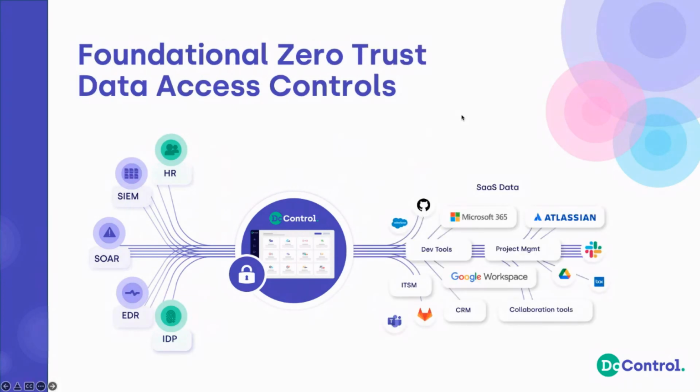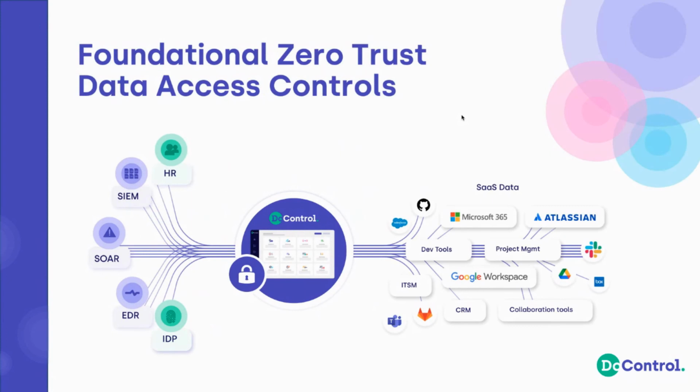So we're providing foundational zero trust data access controls. We're providing full visibility across all SaaS access for every identity and entity, both inside and outside. So that's your internal users as well as your external, third-party vendors as well. And it's throughout the entire organization. So you have strong visibility at the identity and the actual asset level.